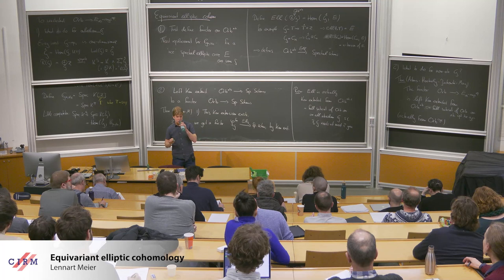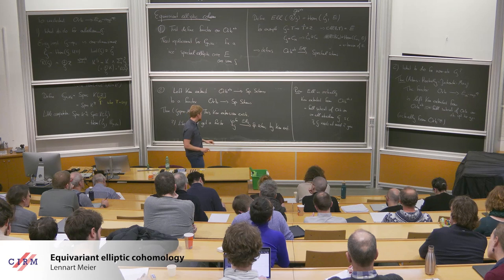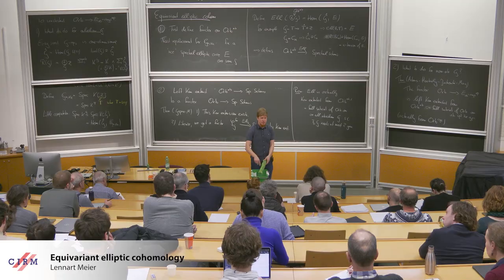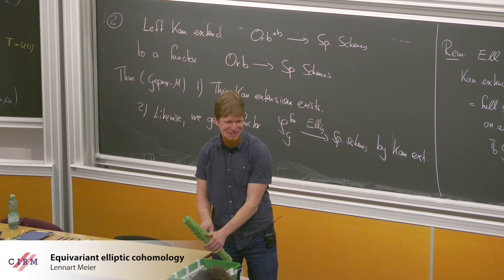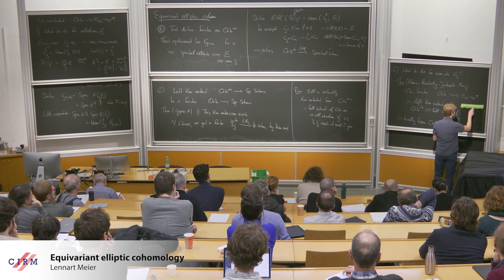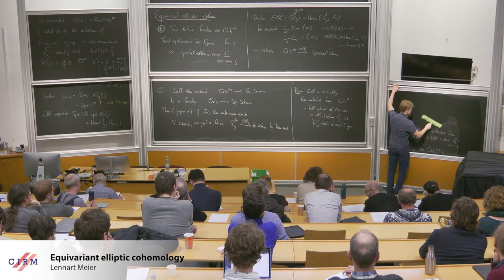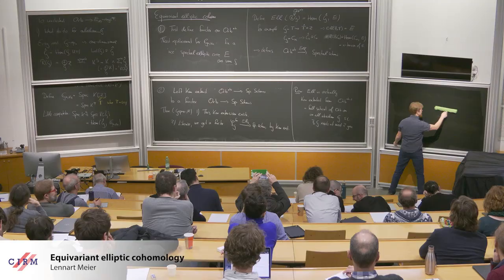Okay. So I called this equivariant elliptic cohomology, but you might ask, where's the cohomology? I mean, I associate to everything a scheme. That doesn't really sound like cohomology. You can recover something more classical from this. And I will tell you this before I come to more concrete calculations.